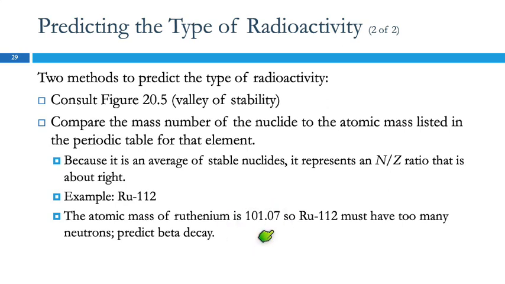That average atomic mass is going to represent an N to Z ratio that's just about right. Remember that the mass of a nuclide is going to be extremely close to its mass number, which is the number of protons plus neutrons. So this one has too many neutrons, and we might predict that it would undergo beta decay to become more stable.